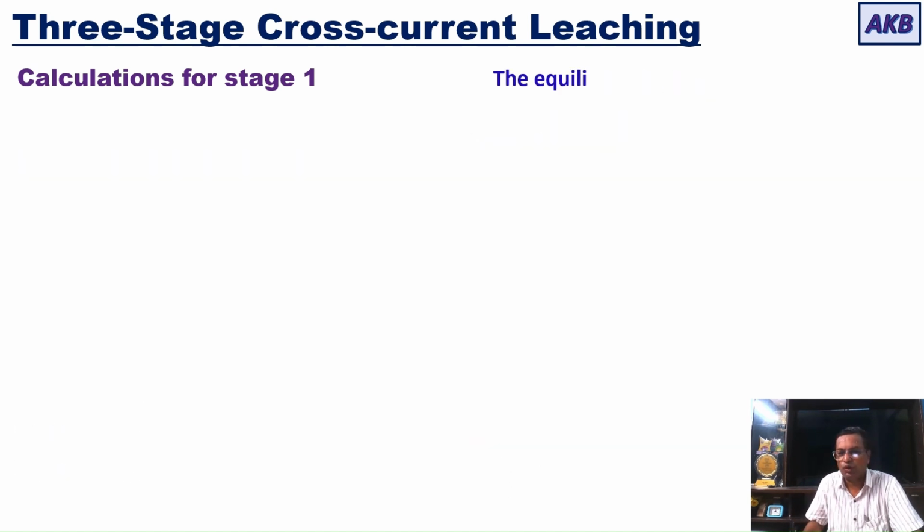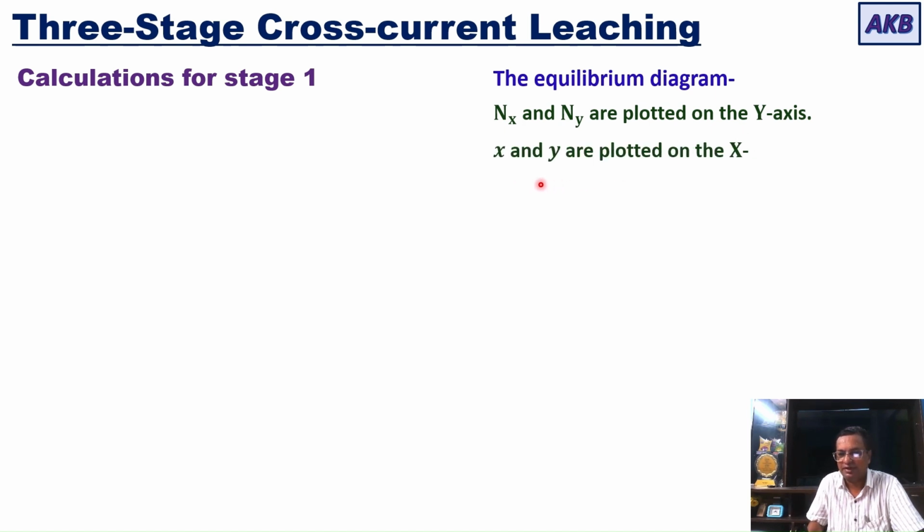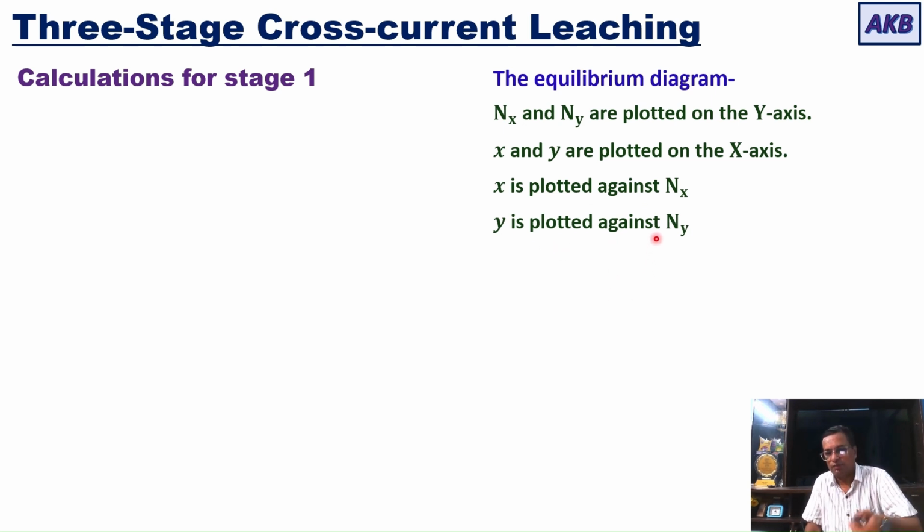Okay, now we will follow those material balances on the equilibrium diagram. So the equilibrium diagram is plotted in this way. Nx and Ny will be provided to you. So you are going to plot Nx and Ny on the y-axis, and X and Y, which will also be provided to you, on the x-axis. The actual graph would be X plotted against Nx. Various values of X are plotted against the corresponding values of Nx, and various values of Y are plotted against the corresponding values of Ny. So in this way, you have to plot the graph.